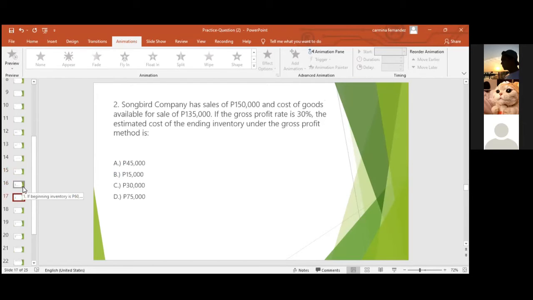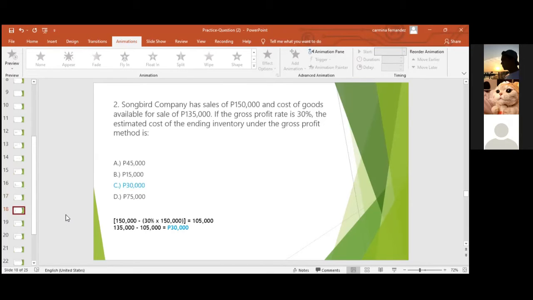And number 2, Songbird Company has sales of 150,000 and cost of goods available for sale of 135,000. If the gross profit rate is 30%, the estimated cost of the ending inventory under the gross profit method is 30,000. So, nandito na rin yung computation.